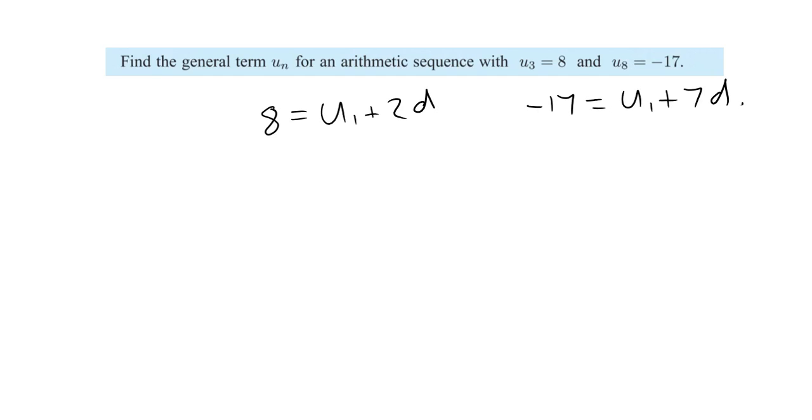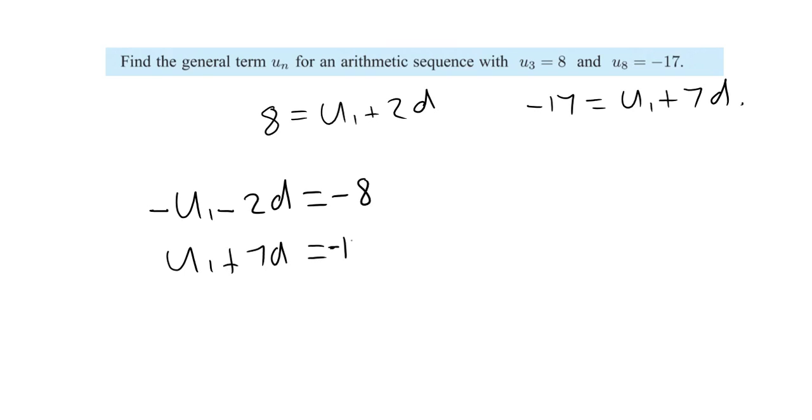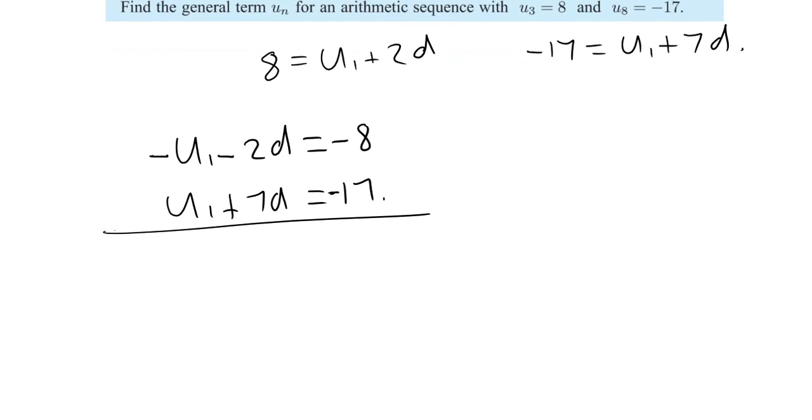So we could take that first one and write it as minus u1 minus 2d equal to minus 8. I flipped the sign over there. Look, I've just times both sides by negative 1. And then I could also just keep the other one the same: u1 plus 7d equal to minus 17. Now, the reason I've done that is because now I can add those two together. So if I add them together, my u1s are going to cancel out, and I'm going to have that 5d is equal to negative 25. So from here, I can easily see that d is negative 5.